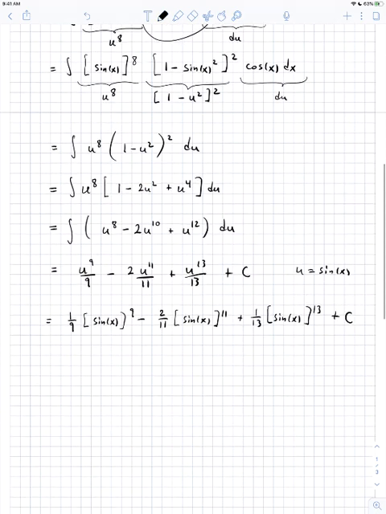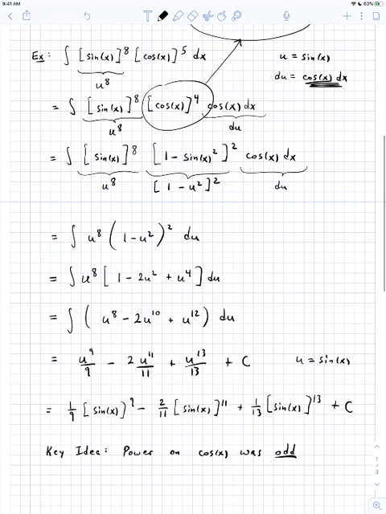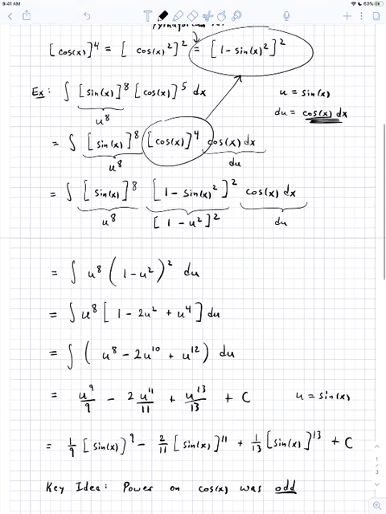Now the key idea here is that the power on the cosine term, on cosine of x, was odd. So if you look back at the integral, the power on the cosine was odd, and that was important because we needed to strip away one of the cosines, and that cosine gave us our du. The fact that the power on the sine was even was irrelevant, because if this was odd, if this was a 9, we would proceed in exactly the same way.